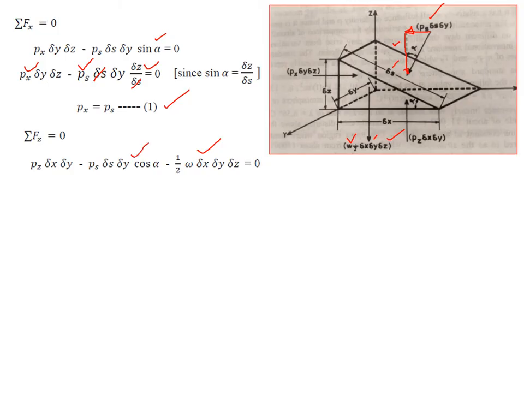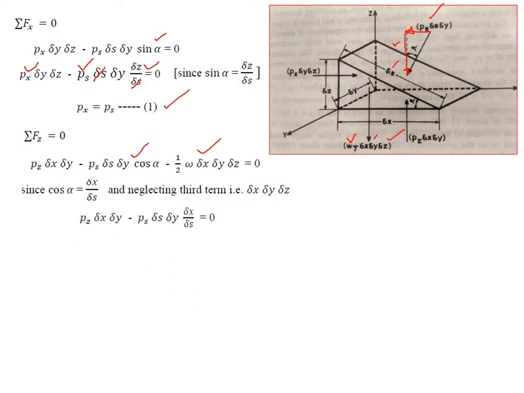Now again, what is cos alpha? It is base by hypotenuse, so delta x by delta s. Now you substitute that here. So we have pz delta x delta y minus ps delta s delta y cos alpha, which is delta x by delta s. But since the weight term is the product of three smaller terms, the product will be still smaller, so it will be neglected. Neglecting this term, delta s and delta s cancel out, and dividing by delta x and delta y, we have pz equal to ps.